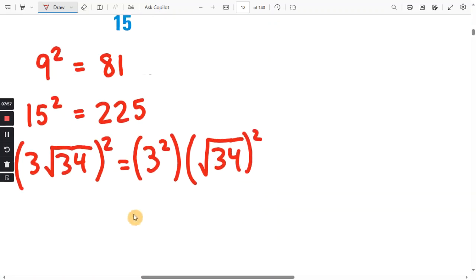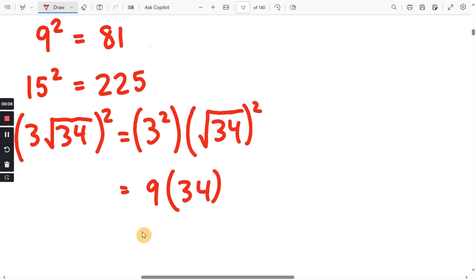Okay, very good. The 3 squared is a 9. The radical 34 squared is just 34. And 9 times 34, you say 306? That sounds correct.